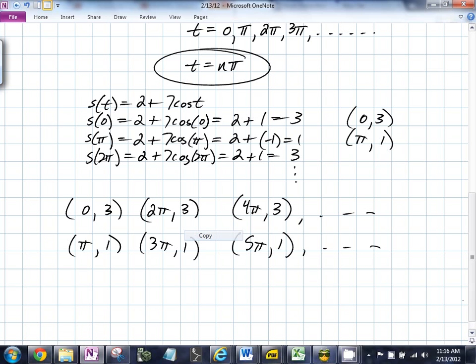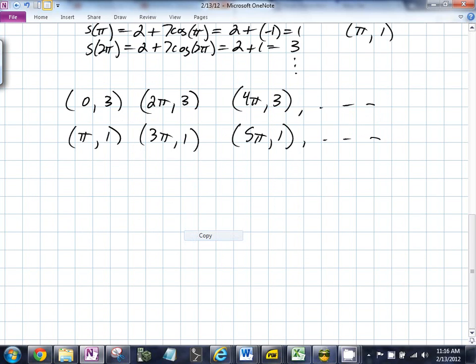So there are two types of points here. There are the even multiples of pi, and there are the odd multiples of pi. The y values are different. So how many points is the velocity 0? The velocity is 0 at an infinite number of points, but there's two distinct groups of points. The first one is going to be 2n pi, comma 3, and the second one is going to be (2n plus 1) pi, comma 1. I'm using the big kid language here.